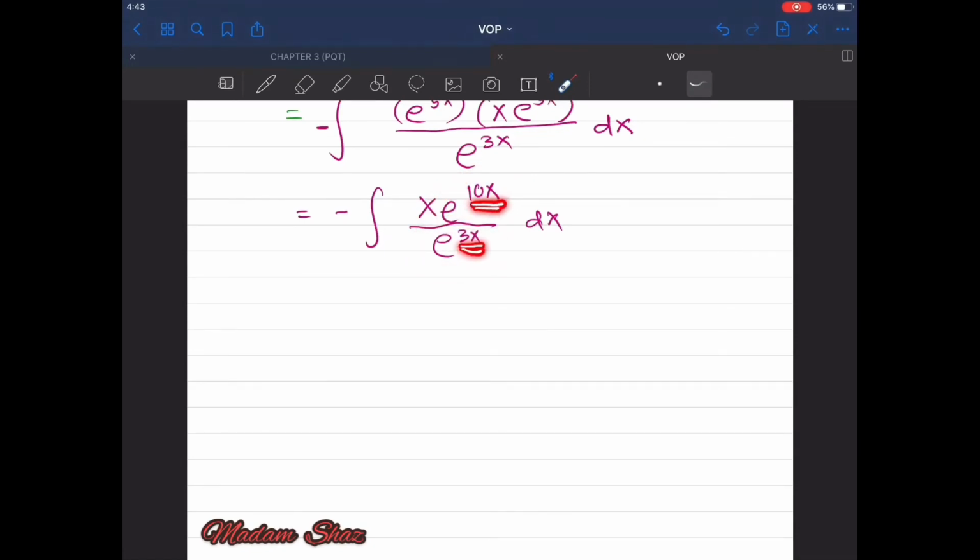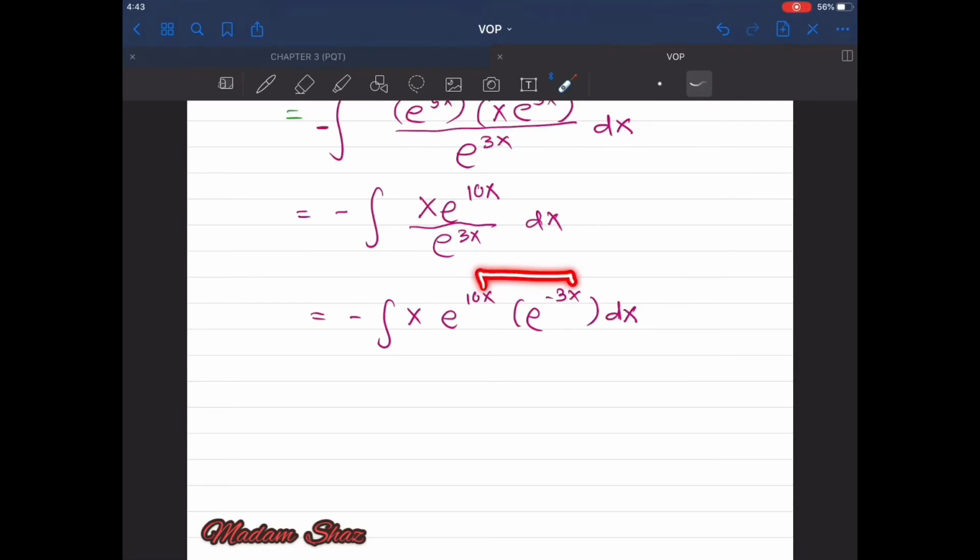If we have the same power, then we can cancel out. But for this one, the power is not the same. So that means exponent 3x you have to bring to the upper side. So exponent 3x brought to the upper side will become exponent negative 3x. So negative x exponent 10x multiply exponent negative 3x dx.